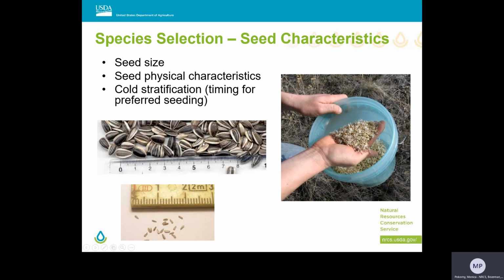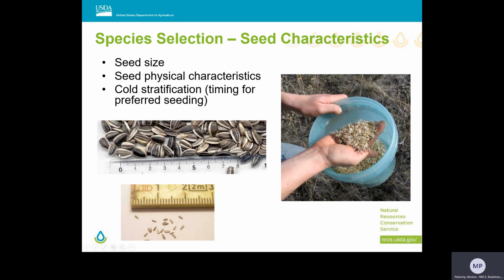A really large seed might be seeded at 1 inch deep, maybe even 1.5 inches deep, where this seed needs to be planted only 1/4 inch deep or it won't establish well. So just being aware and trying to design a seed mix that has species that would be seeded at approximately the same depth is important.